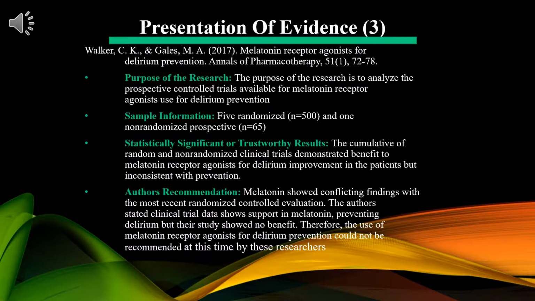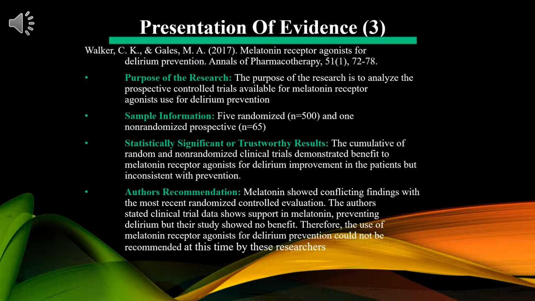Presentation of evidence, Article 3. Topic: melatonin receptor agonists for delirium prevention. The purpose of the research is to analyze the prospective controlled trials available for melatonin receptors agonist use for delirium prevention. Sample information, 5 randomized and 1 non-randomized prospective were used.